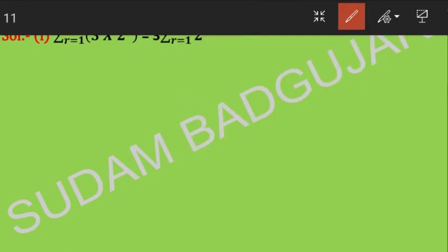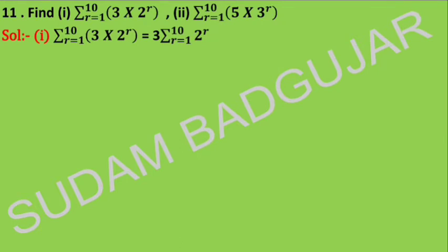Therefore 3 into bracket 2 plus 2 square plus 2 cube plus 2 raised to 4 up to 2 raised to n. And you have to observe these terms. See, 2 square, 2 cube, 2 raised to 4, these terms are in GP. So you have to apply Sn formula for GP. It's very simple. Okay, we will write 3 outside as it is, and you have to apply Sn formula on these terms. Means the terms inside the bracket, we will apply the Sn formula on them.